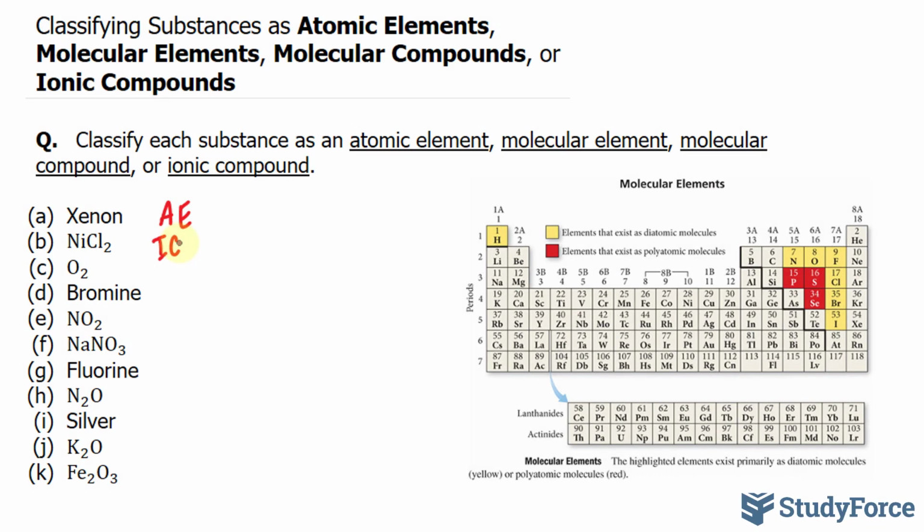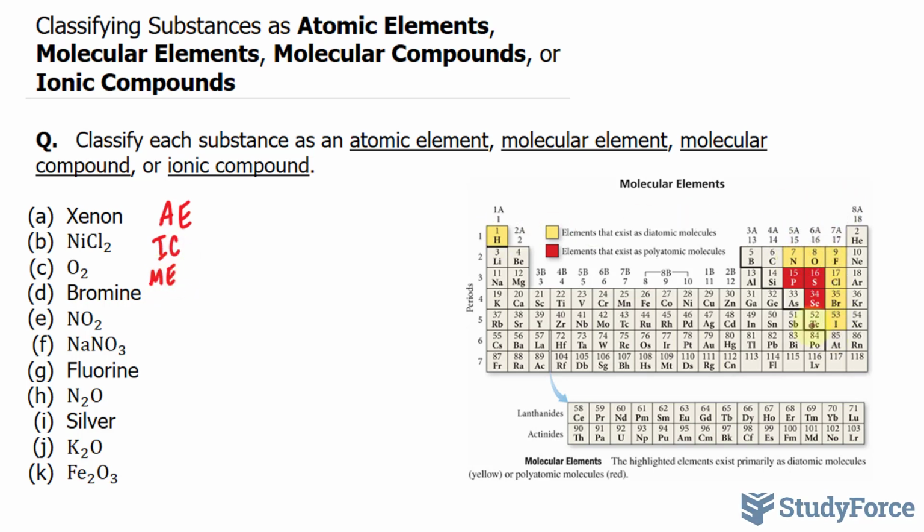In question C, we have O2. In nature, you won't see oxygen in its elemental form. You'll only see it in its diatomic form, O2. Therefore, O2 is not an atomic element, but instead, we call it a molecular element. So this is ME. The same goes with everything that you see in yellow.